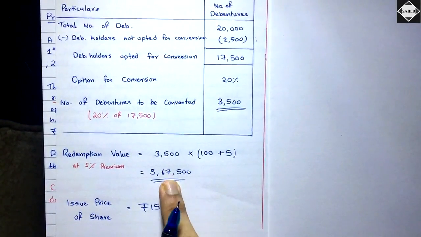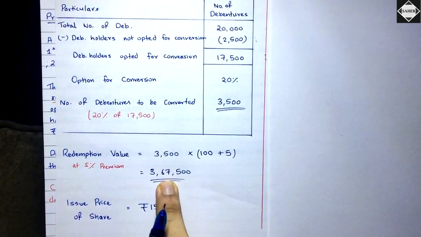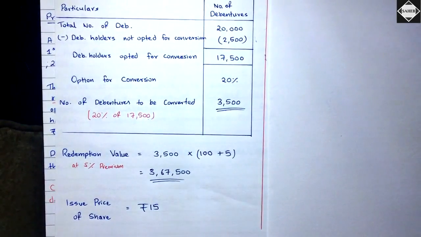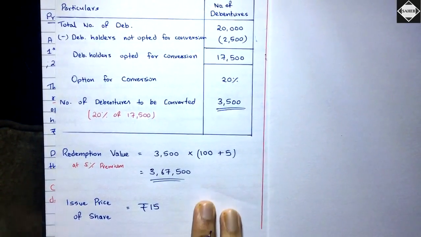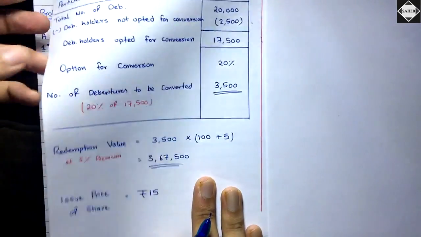3,67,500. So this is your redemption value. This much has to be paid to 3,500 debentures. Is that clear to you? Right. And then the issue price of the share is directly given to you in the question, isn't it?